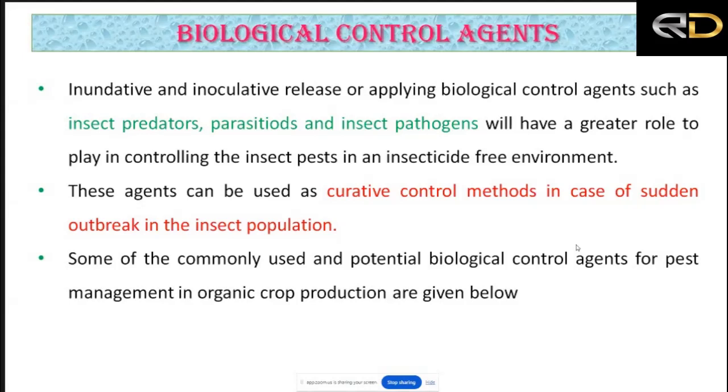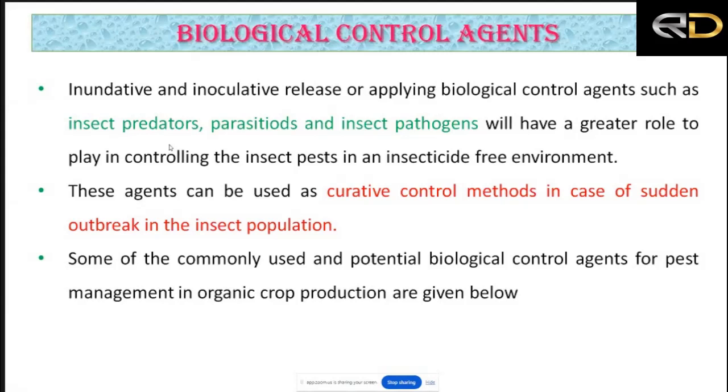But if we can't, if a sudden outbreak or certain attack happens, even though all fertilizer application, biofertilizers and everything is done, then the last resort is the biological control agents. These are certain groups of insect predators, which, as the term says, feed on the pest. Parasitoids feed on the eggs of the pest. Then insect pathogens cause diseases. So these are the three groups of biocontrol agents.